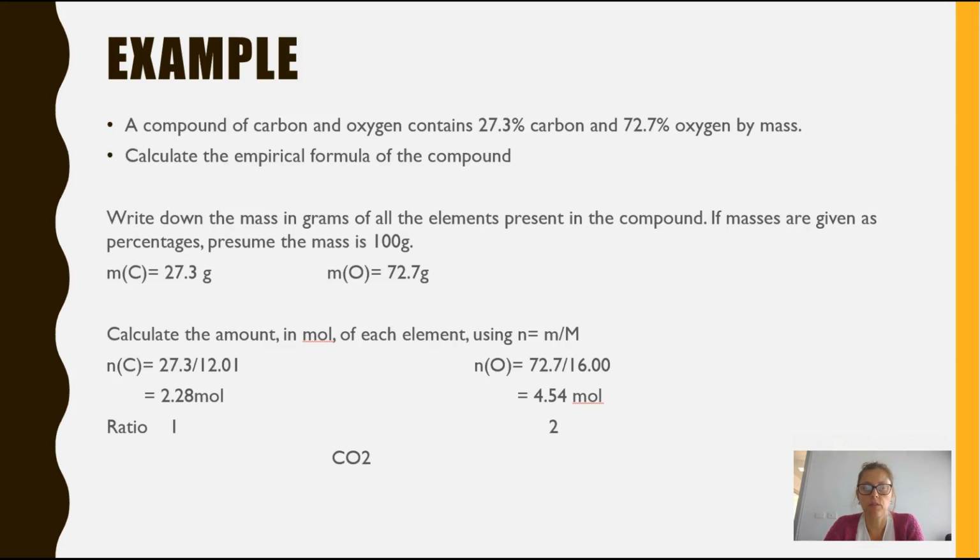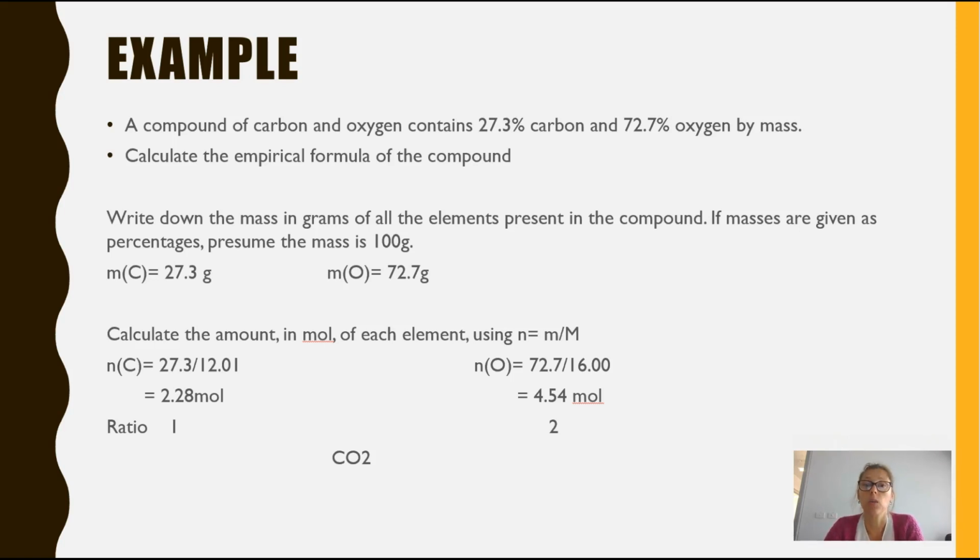A compound of oxygen and carbon contains 27.3% carbon and 72.7% oxygen by mass. Calculate the empirical formula of the compound. Now, if masses are given as percentages, we tend to presume the whole mass is 100 grams of that substance. So in this case, our mass of carbon will be 27.3 grams, and our mass of oxygen is 72.7 grams.